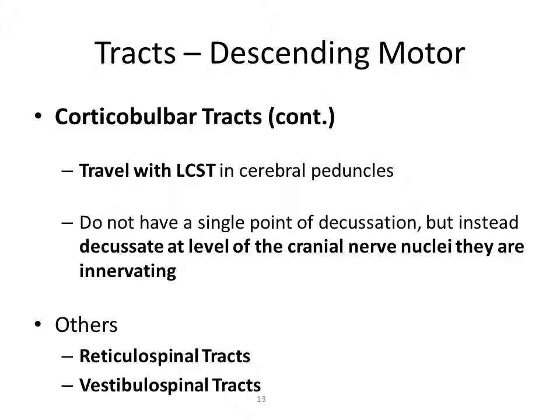Another difference between corticobulbar tracts and lateral corticospinal tracts is that the corticobulbar tracts do not have a single point of decussation. They're more like our ascending tracts for pain and temperature, where whatever level they enter the spinal cord, they start to cross. Here, what's going to happen is wherever the motor nuclei are of the cranial nerves that they need to innervate, they're going to start to cross. So they don't cross at one spot and then travel down the brainstem on the other side. Instead, they cross when they get to the level of where the nucleus is that they need to innervate.